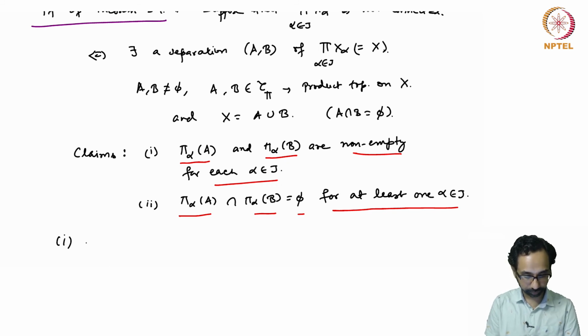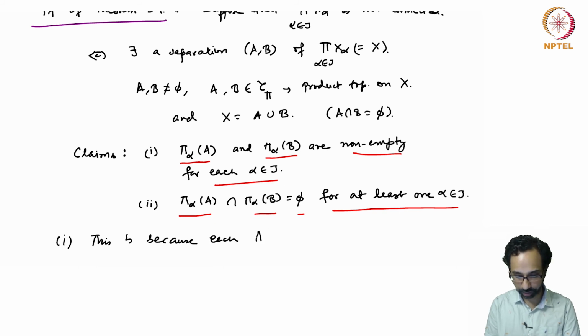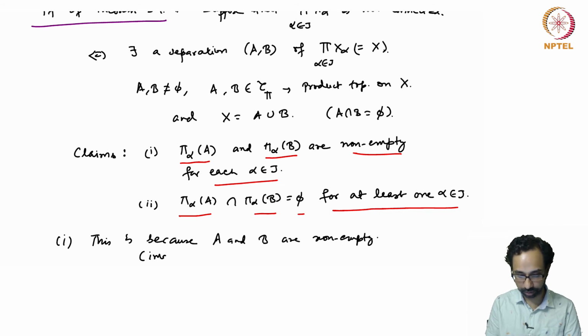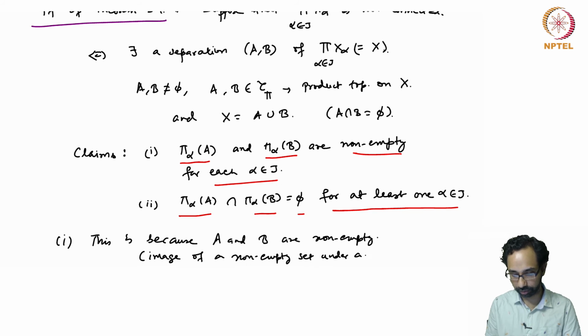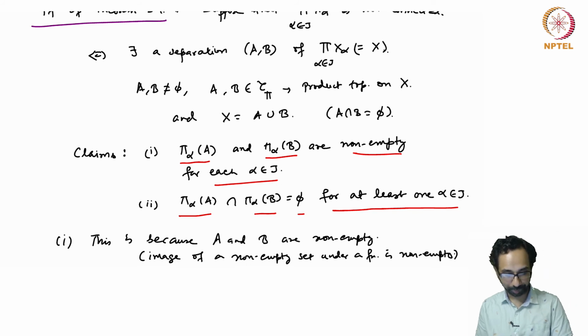So for one, this is because A and B are non-empty, and the image of a non-empty set under a function is non-empty. This is by definition almost.